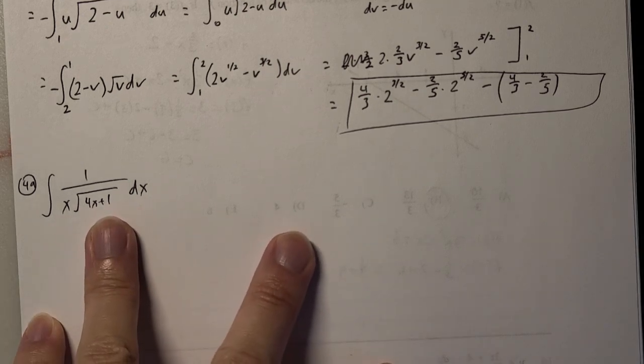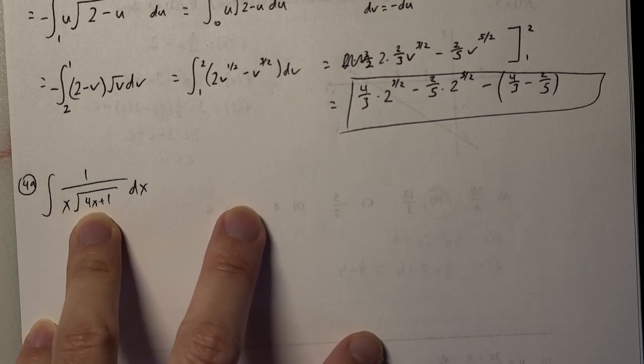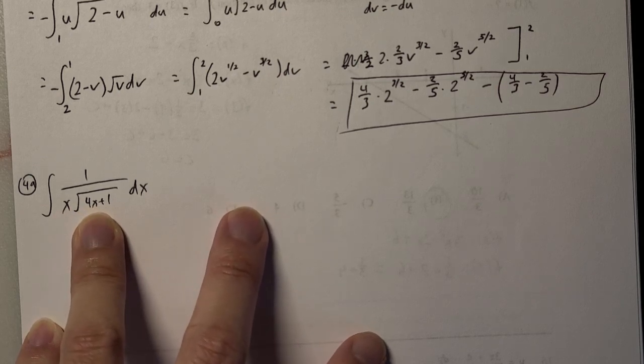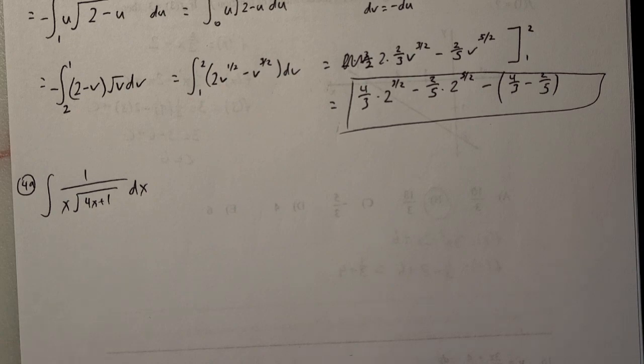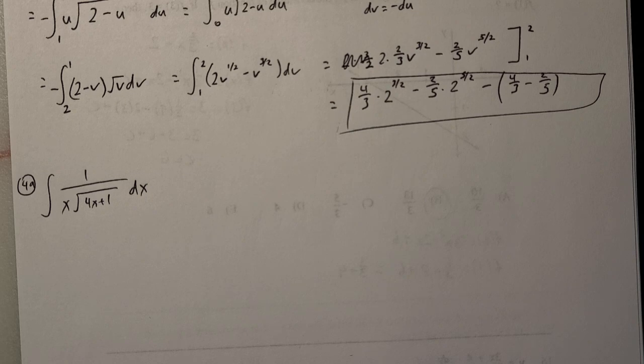By parts, I kind of don't want to do that because it's the product of 1 over x and 1 over square root of 4x plus 1. It might get very messy, so I kind of want to avoid that. It might be doable though, but let's hold off on that. Not trig sub, it's not something squared plus something squared, so probably not that. And it's not a rational function to do partial fraction decomposition right now.